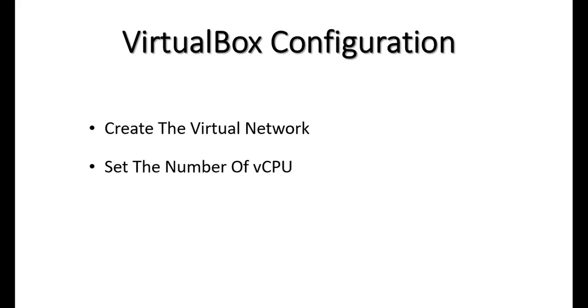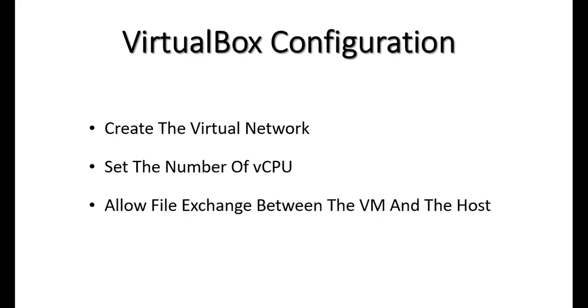After creating the virtual machine on VirtualBox, you need to do some additional configurations. Before going ahead and installing the operating system, you need to do the following things. Create the virtual network to allow your VM to connect to the internet and communicate with other VMs you will add later on. Set the number of virtual CPUs your VM will use.